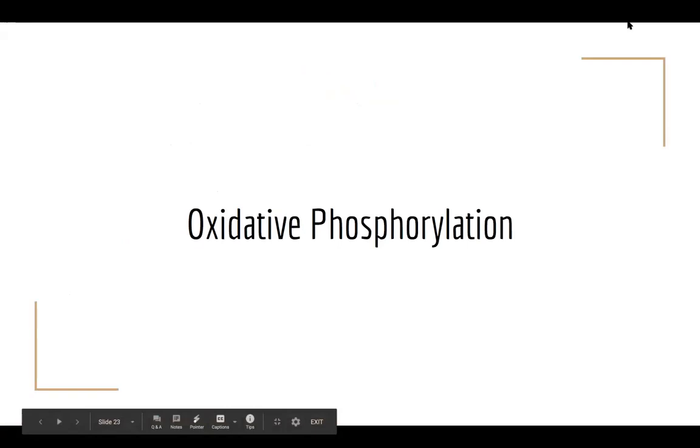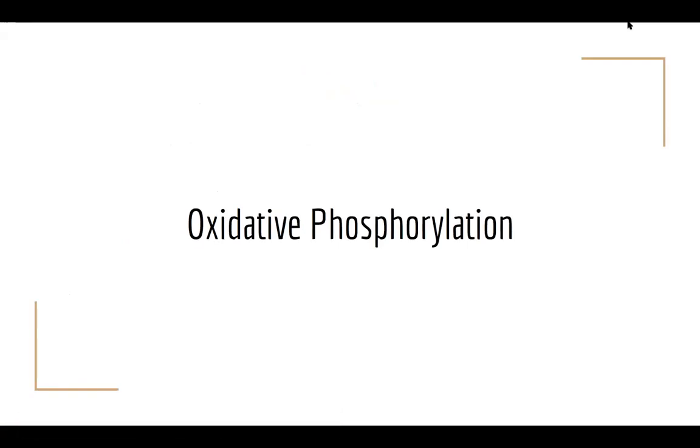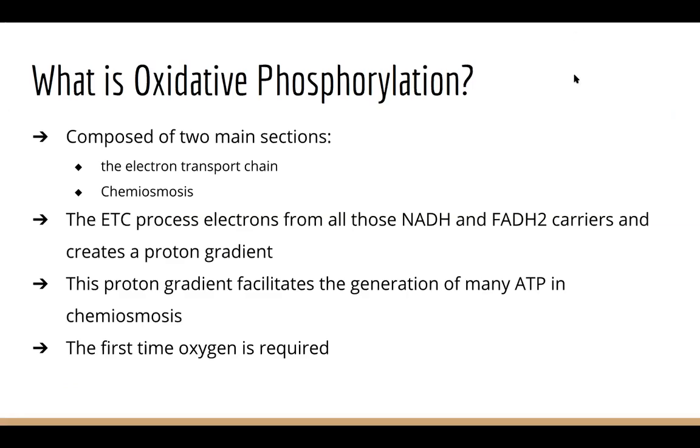Here's our last step. Our last step is oxidative phosphorylation. Oxidative phosphorylation is composed of 2 main sections, the electron transport chain and chemiosmosis. The ETC, which is the electron transport chain, processes electrons from all those NADH and FADH2 carriers, and it uses these electrons to create a proton gradient.